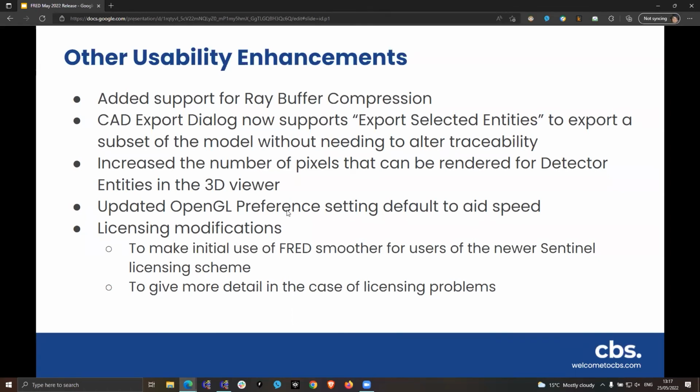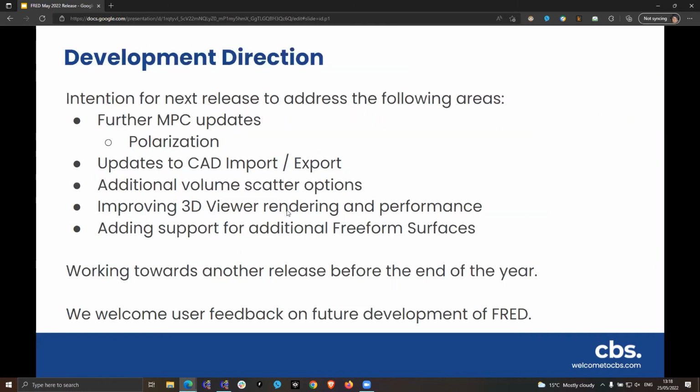And then there are other things under the hood, which won't make so much difference to users that have been using the software for perhaps a long time, but for new customers, it probably makes a bigger difference. So things like preference settings to default to some settings to increase speed of the rendering and whatnot. And also on the licensing side, there have been some changes to make Fred a little smoother for folks that have bought the newer Sentinel type license keys, and to give more detail in the case of any licensing problems so we can troubleshoot them faster, although licensing problems are incredibly rare.